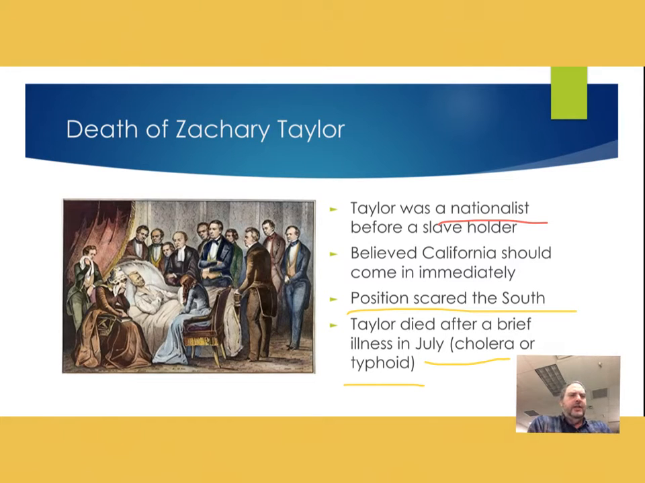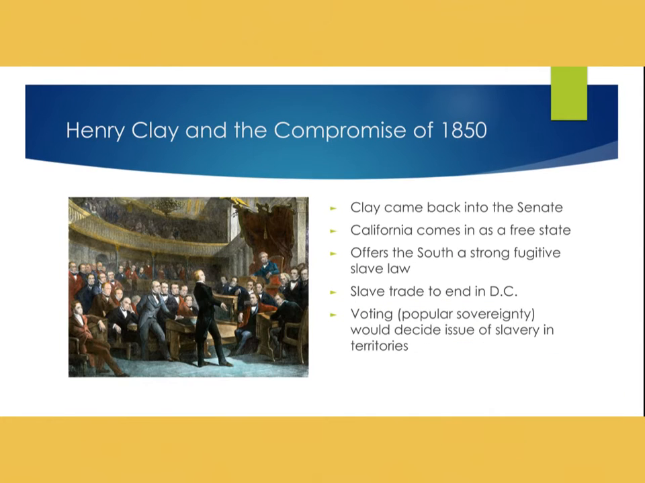It's a tragic thing, but for the country, it was probably a good thing because it allowed compromise to take place. Taylor was not going to compromise. California should come in as a free state and nothing else. And he didn't care how upset the southern states were with that. So we're looking at Zachary Taylor, and Zachary Taylor's position was that California should immediately come in as a state.